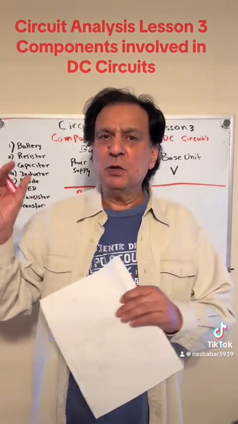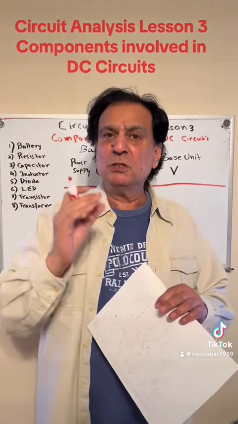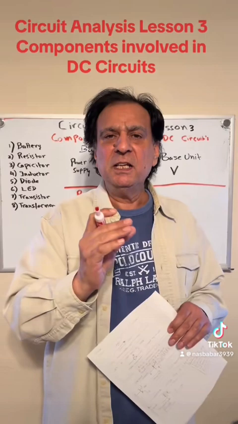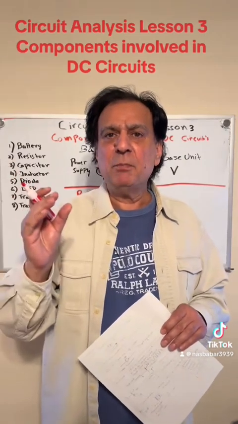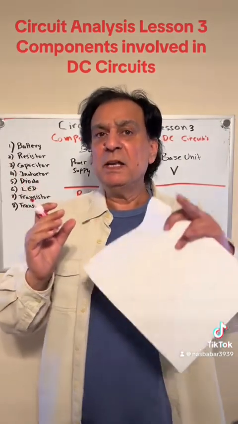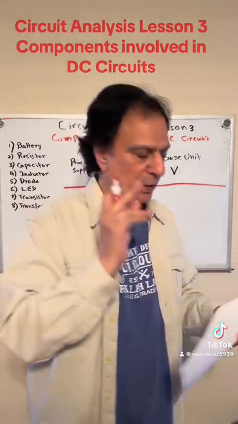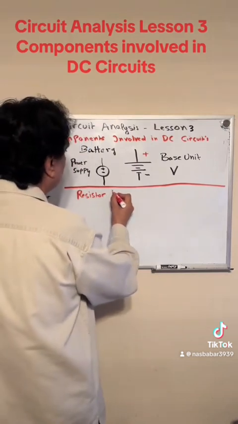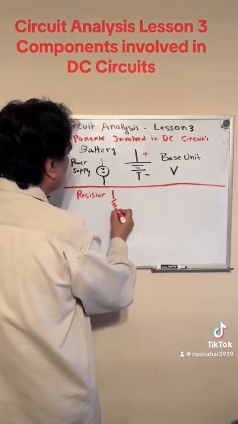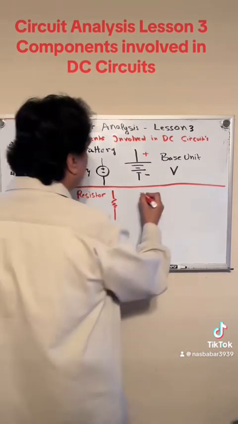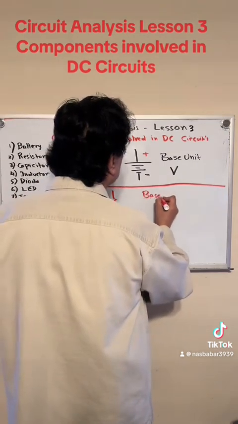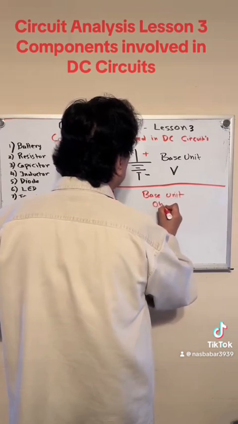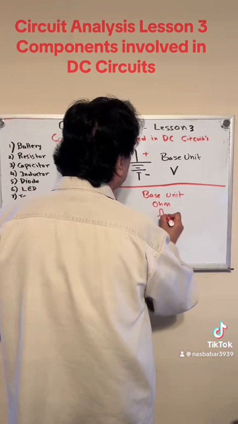It says, hey, you're sending me too much current. If I send too much current, it might burn a component ahead of it. So basically it says, okay, if you're sending me 10 amps, I'm going to offer you resistance because my next component only needs 2 amperes. That's what resistance is, and the symbol is like this. And the base unit of resistance or resistor is ohm, and it's represented like this.